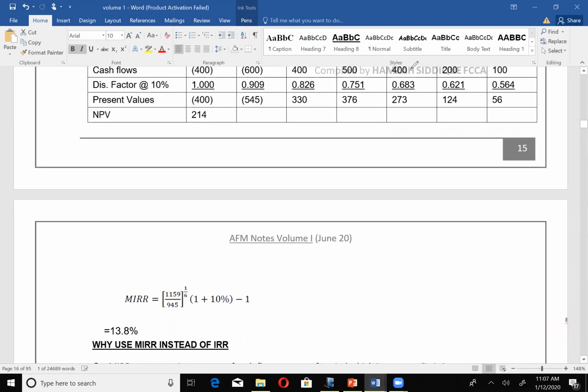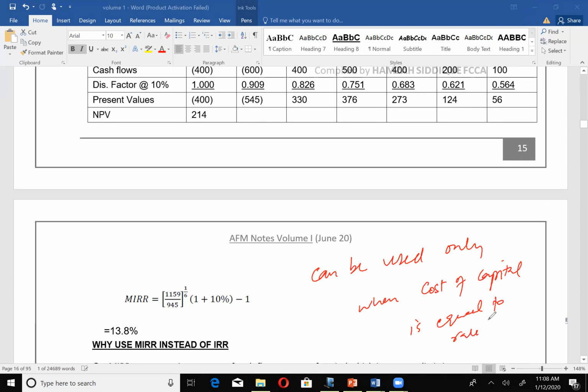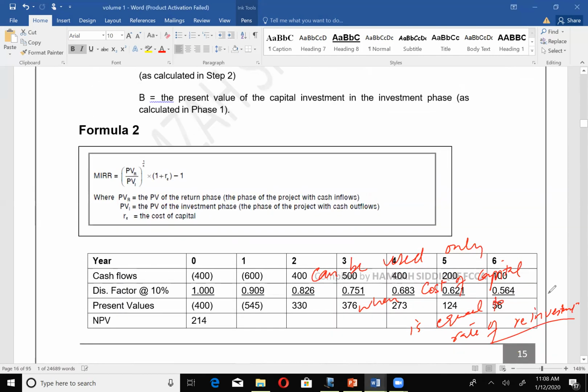13.8%. Students, remember, this formula can be used only when the cost of capital is equal to the rate of reinvestment. I repeat my words, I will write again.